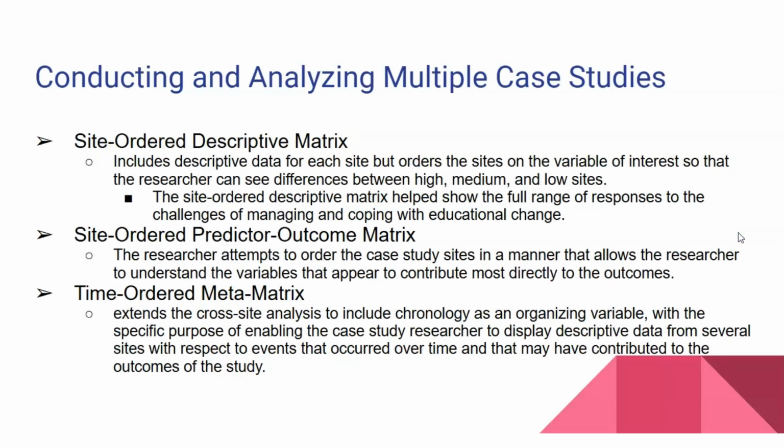There is also the site-ordered descriptive matrix, which includes descriptive data for each site, but orders the sites on the variables of interest so that the researcher can see differences between high, medium, and low sites. And the site-ordered descriptive matrix helps show the full range of responses to the challenges of managing and coping with the educational change. The site-ordered predictive outcome matrix is the third one that we will be looking at, and is the researcher's attempt to order the case study sites in a manner that allows the researcher to understand the variables that appear to contribute most directly to the outcomes.